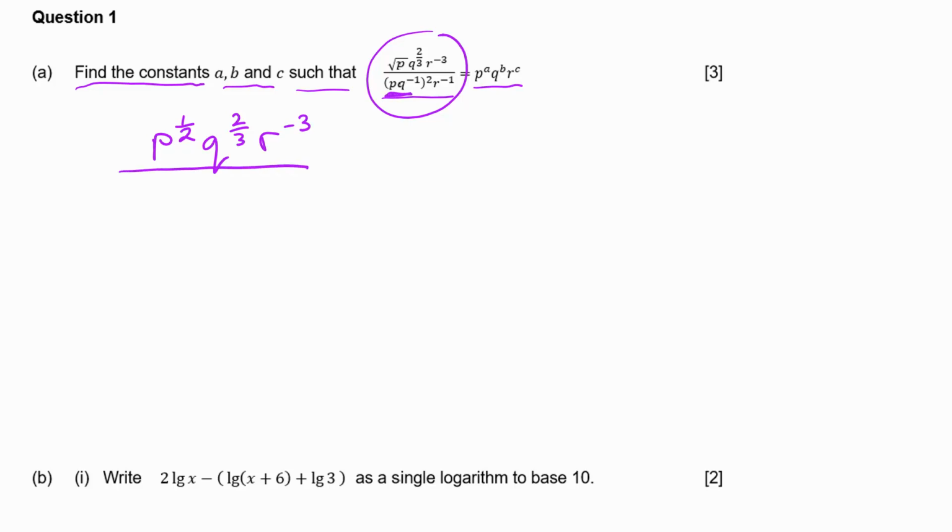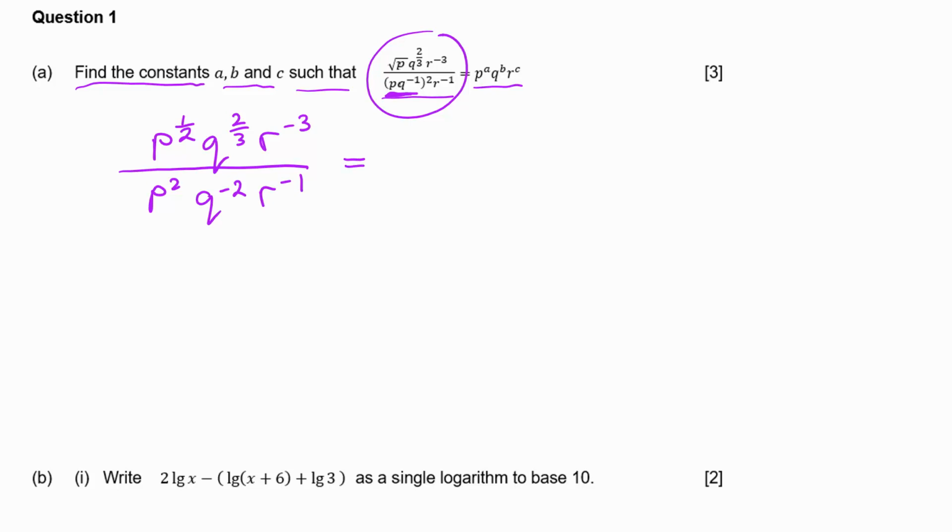On the bottom, we've got (pq to the -1) squared. Now, because that's in a bracket, the squared applies to both things, so it becomes p squared, and q to the -2. And then following that, we have r to the -1.